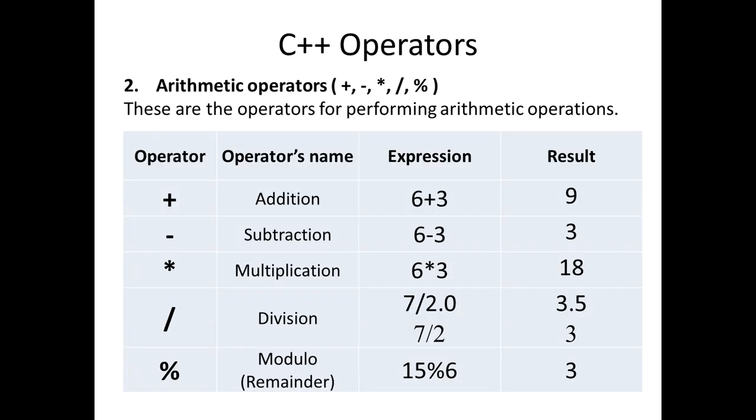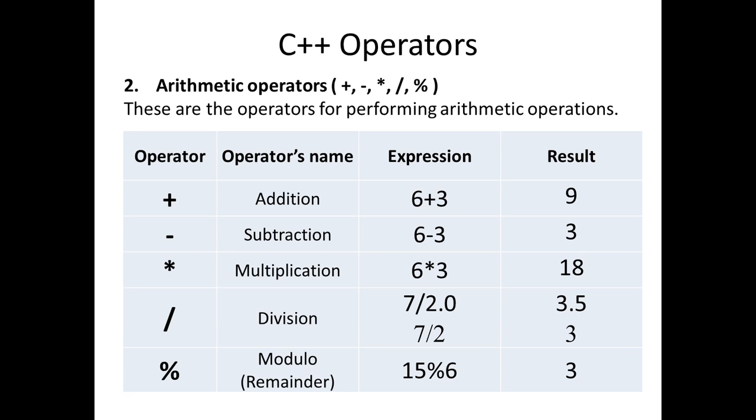So how do they function? The addition operator performs normal addition. 6 plus 3 gives you 9. The subtraction operator, as usual, 6 minus 3 will give you 3. Then the multiplication, for which we use the asterisk, because x, which is the normal multiplication symbol, has another meaning, which is the character x. So in computing, multiplication is usually done by asterisk. So 6 asterisk 3 is 6 times 3, which is 18. Division, which is the forward slash: 7 divided by 2.0 gave us 3.5.